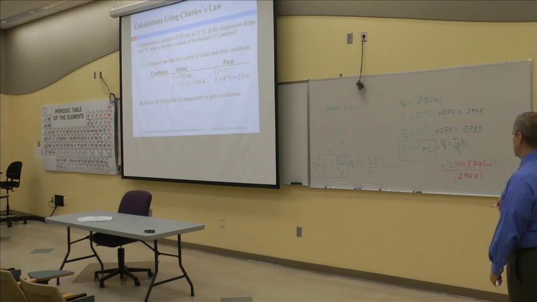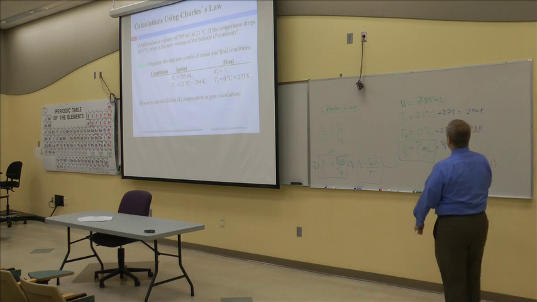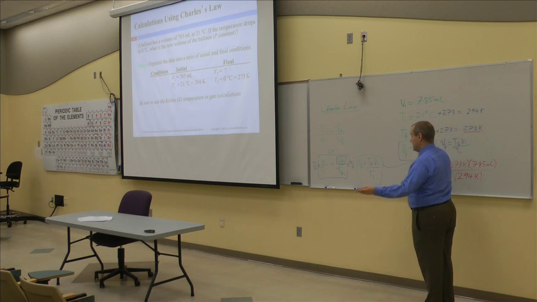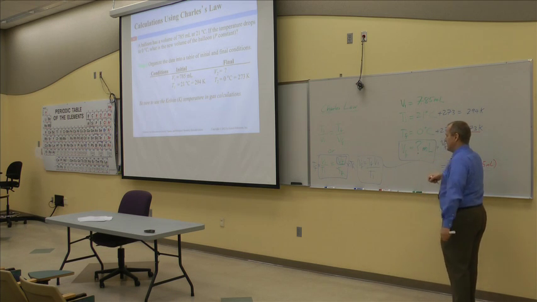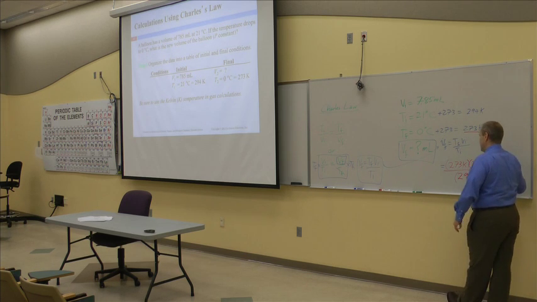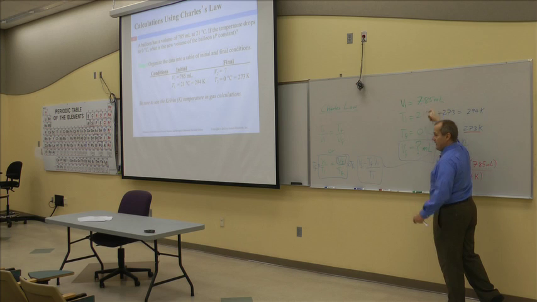Let's be logical first. So we're going to go from 21 degrees to 0. So my volume should do what? It should decrease. The volume should go down because the temperature went down. So if my number here is bigger than my number there, I've made a mistake.